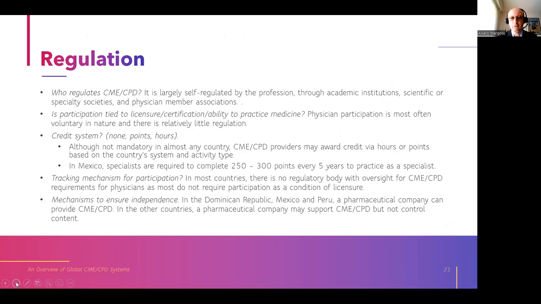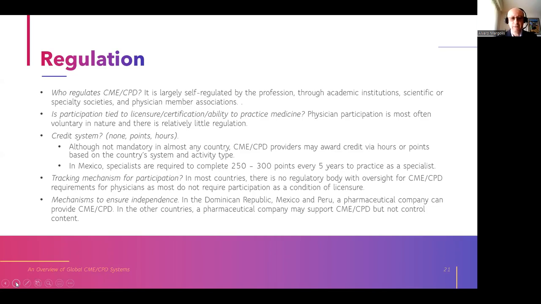So I'm just going to mention some of the main issues here, and you have this for reading afterwards. But basically, CME CPD in the region is largely self-regulated by the profession, and participation is not usually tied to licensure or to the ability to practice medicine. So physician participation is most often voluntary. Each country may or may not have credit systems, and some are used, like in Mexico. Specialists are required to complete 250 to 300 points every 5 years to practice as a specialist, but not to be a physician and practice as a physician.